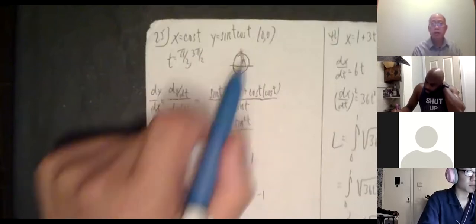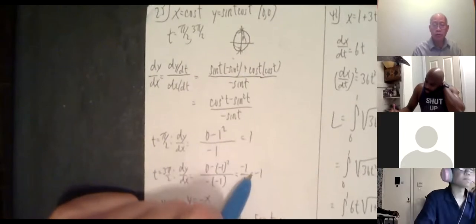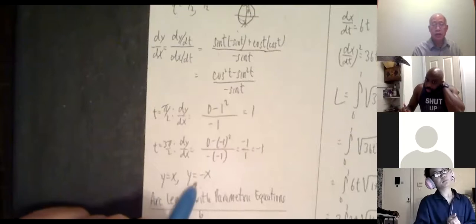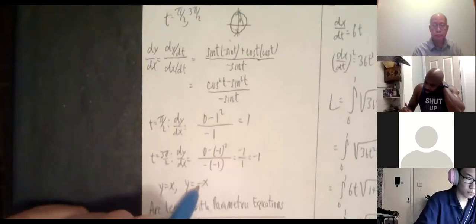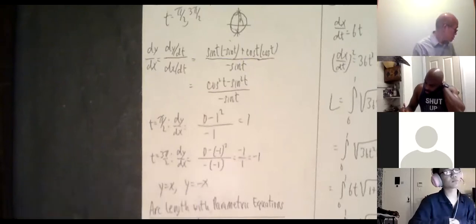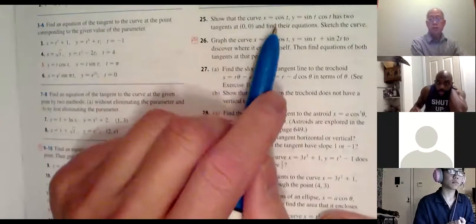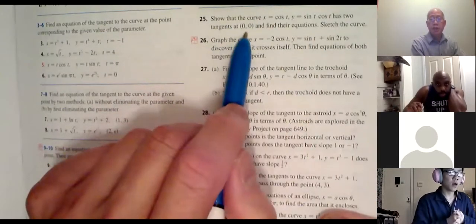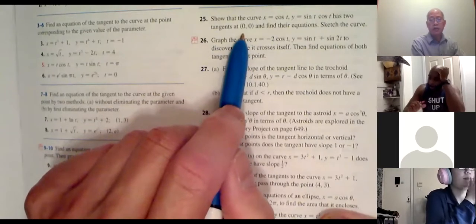Okay, so my slopes through the origin are 1 and negative 1, which is what was asked for. So that gives me y equals x and y equals negative x. All right, and so that was that one. So again, looking at the original question, show that this curve has 2 tangents at the origin. Okay, so there were two different t's at pi over 2 and 3 pi over 2.